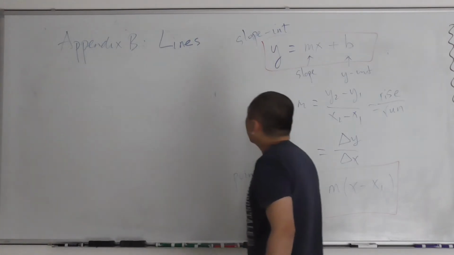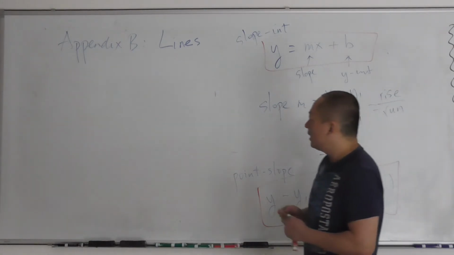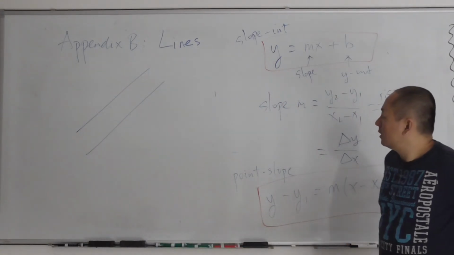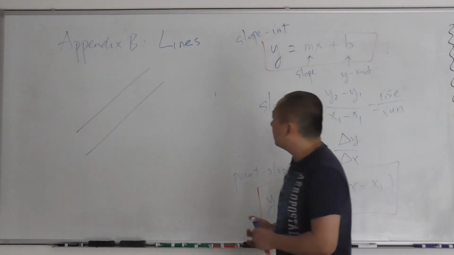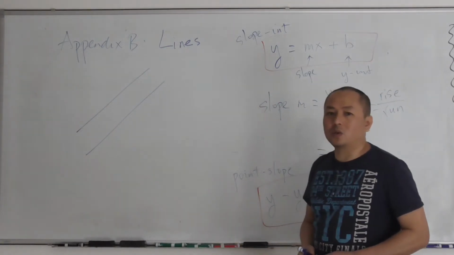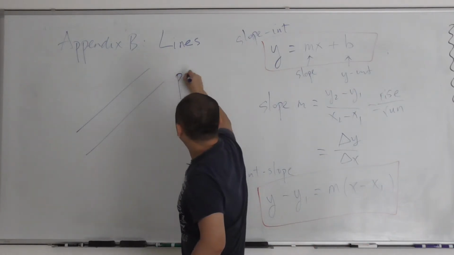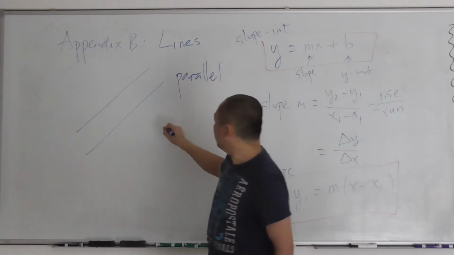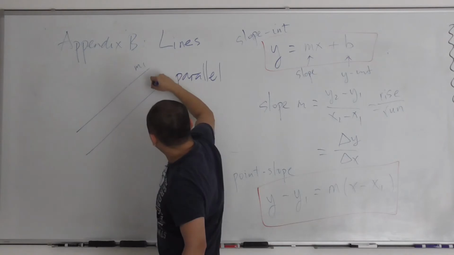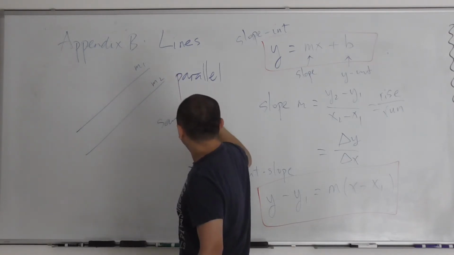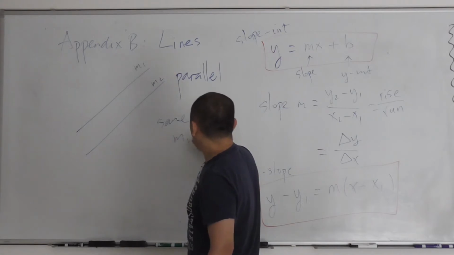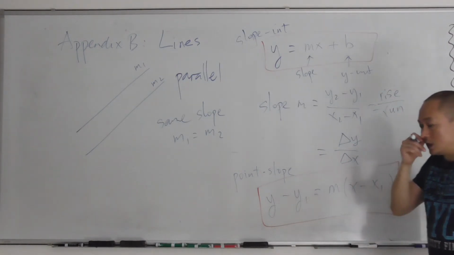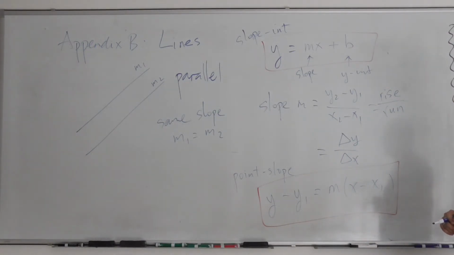Now we'll talk about the relationship between two lines. If two lines have the same distance from each other forever, we say the two lines are parallel. If two lines are parallel, they have the same slope. This slope is m1, the slope here is m2, same slope, which means m1 equals m2. So by looking at the two lines' equations, you can see the two slopes and tell whether the two lines are parallel or not.